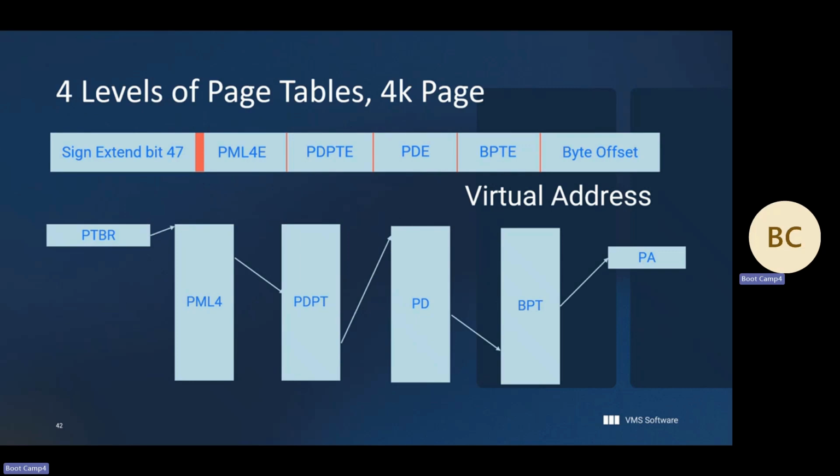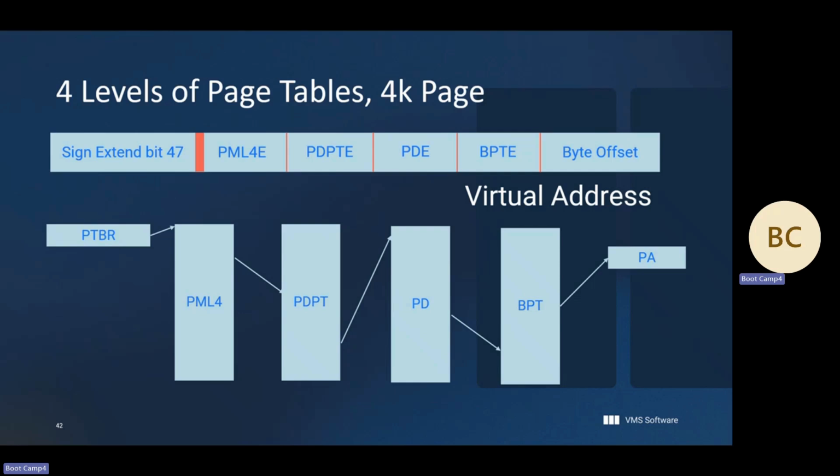4 levels of page table with a 4K page. Of course, they renamed everything too, so we don't have levels 1, 2, 3, and 4. We have the bottom page table. We have the page directory. We have the page directory page table and the page mapping level 4. And if they have 5, then it's the page mapping level 5. And once again, we sign extend bit 47 in this case. So that whole field has to be a 0 or a 1.